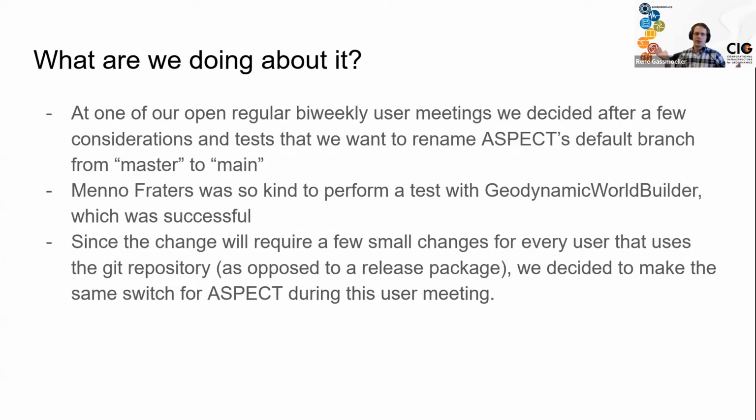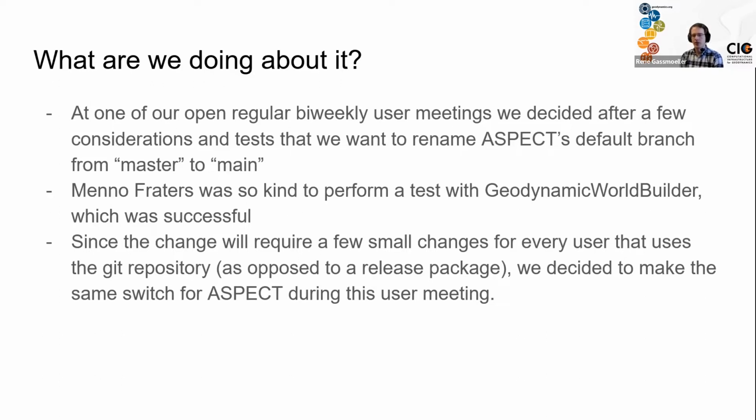So what has that to do with Aspect? At one of our regular bi-weekly user meetings that are open to everyone, if you want to, please feel free to attend. We have announcements in the forum whenever they happen. We decided after some discussion and considerations that we also want to rename Aspect's default branch from master to main. We performed a test run of this renaming, and Manfredus was so kind to perform this in the geodynamic world builder already. The test was successful, and so we decided to go ahead and do the same for Aspect.